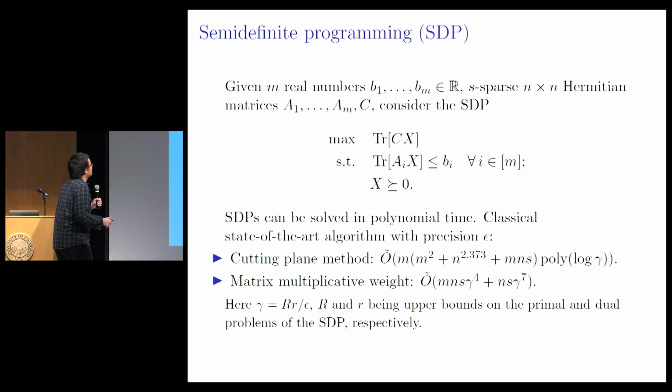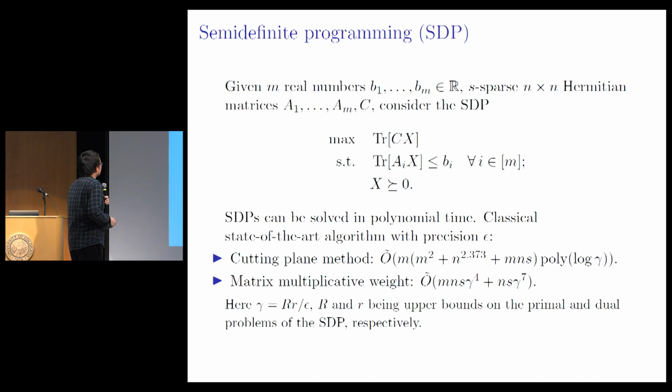Here, instead of using the error dependence epsilon, I'm going to make a rescaling of the problem. Throughout the talk, I'm going to denote gamma to be the error dependence, which equals capital R times small r over epsilon, where the capital R and the small r are respectively the upper bounds on the primal and the dual problems of the SDP. So we are going to get a correct scaling for the problem.